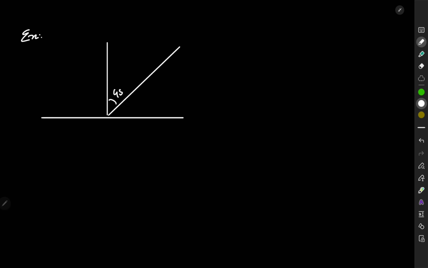Now moving further, let me give a question. Let's say there is a mirror tilted at 45 degrees. Here there is an object, and this is 2 centimeters.